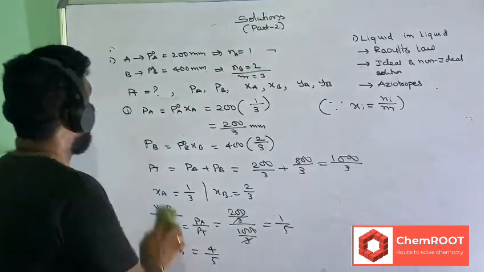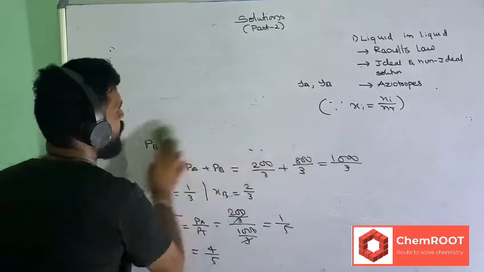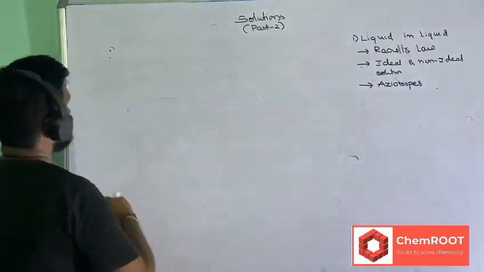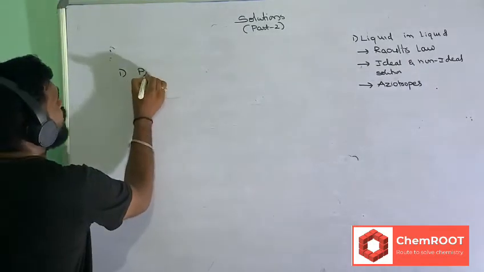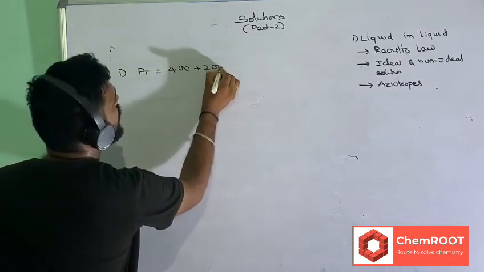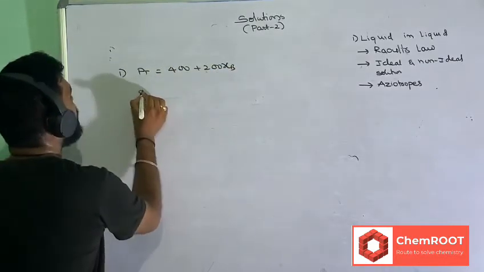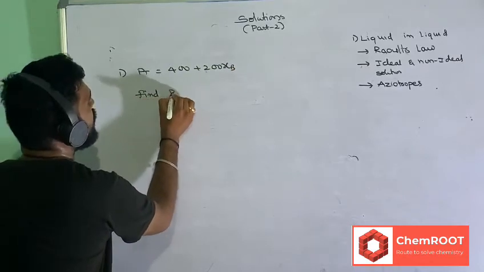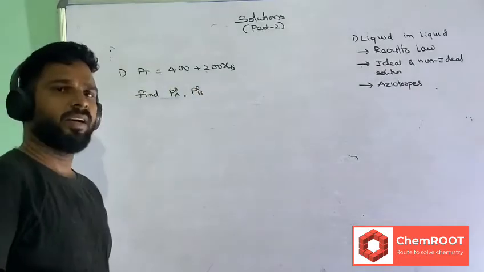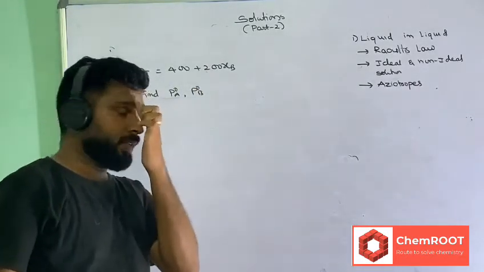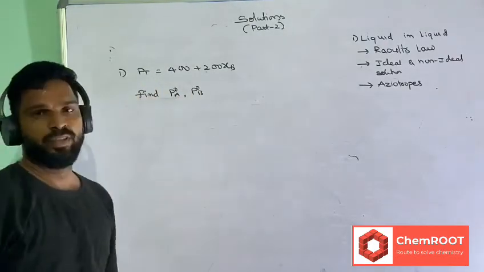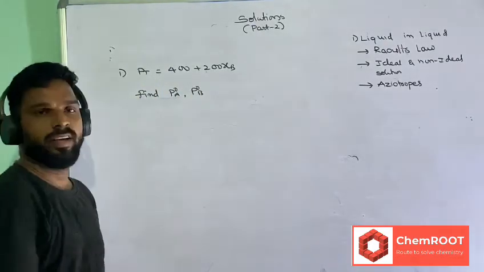Another type of question: they will give an expression for P total, like P total is equal to 400 plus 200 chi B, and ask to find P naught A and P naught B. They are given the P total expression, so let us consider it an ideal solution.